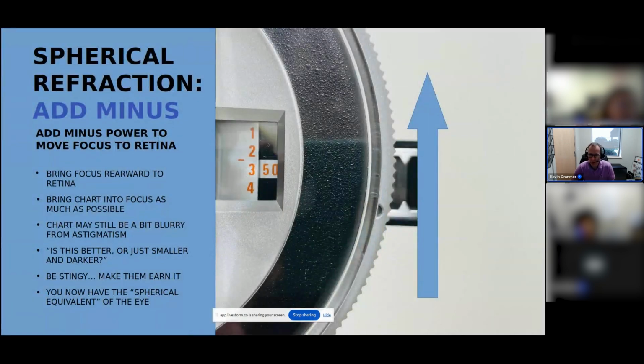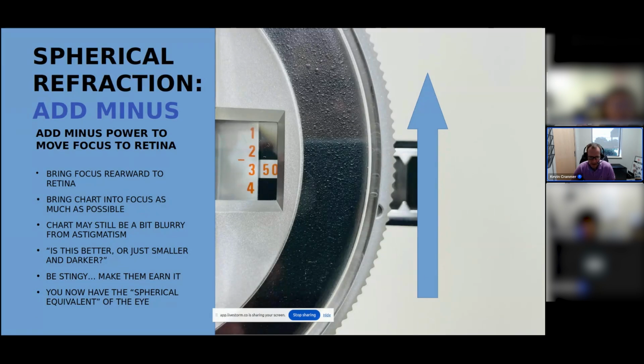So then once we've blurred them, you want to move that focal point rearward to the retina. And you want to move it just enough that the light is focused, but not too much so that they have to accommodate. So you want to find that resting focal point for them. At this point, once you've moved the focus forward, you're going to move it just a little bit backwards.